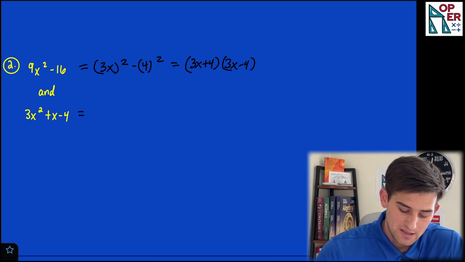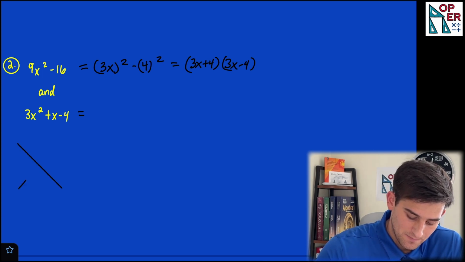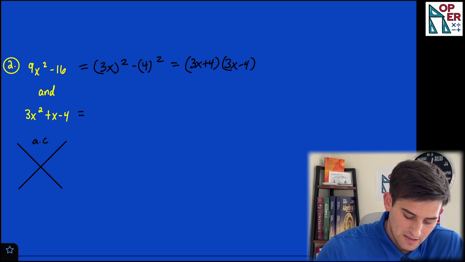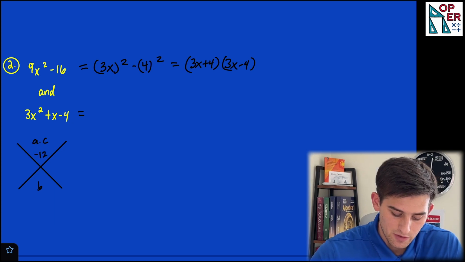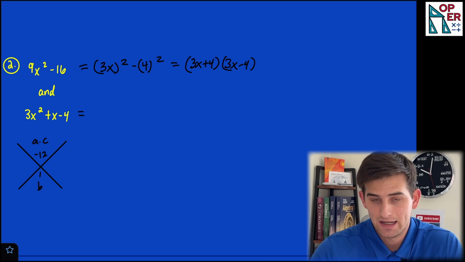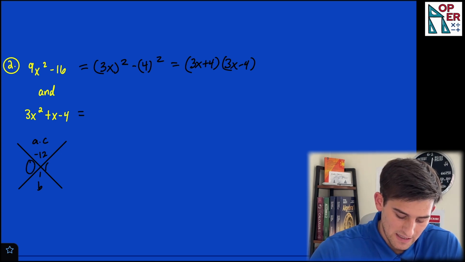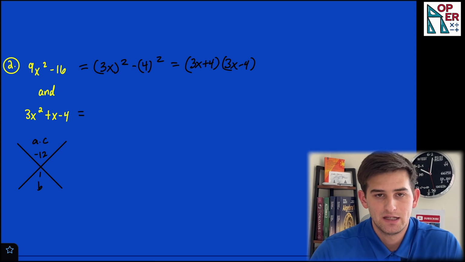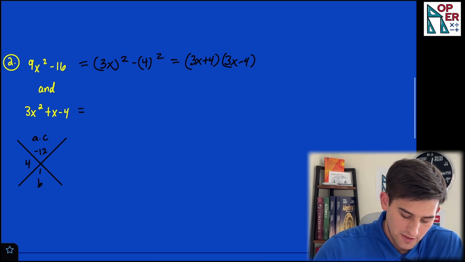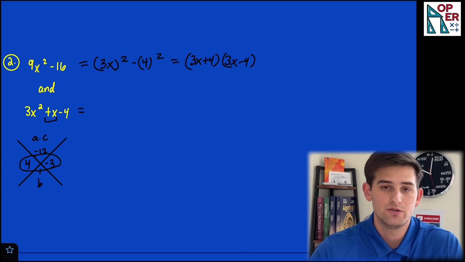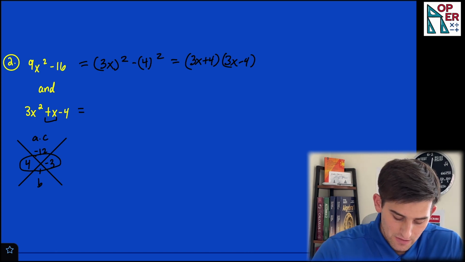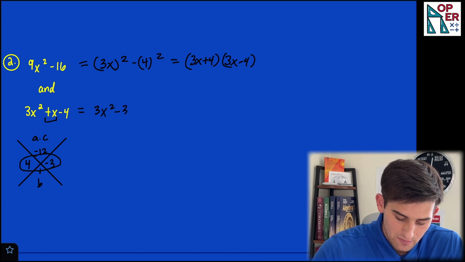What the x method is going to tell me to do is, number one, draw an x over here, and up here I'm going to write a times c, and down here I'm going to write b. So a times c would be negative 12, 3 times negative 4, and b would be 1 because I just have an x there in the middle. Now over on these sides, I want to think about what multiplies to negative 12 and adds to 1. Hopefully we're thinking of 4 and negative 3. Now I'm going to use those two numbers and replace the x in that original trinomial to create what we call a 4-term polynomial. So now I would have 3x squared minus 3x plus 4x minus 4.